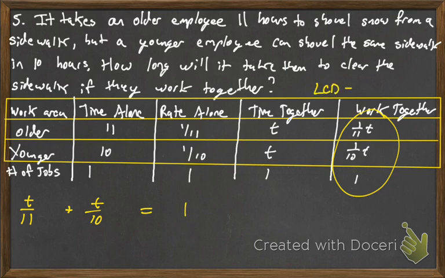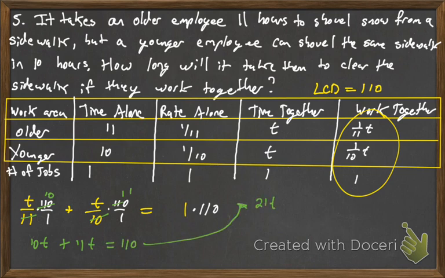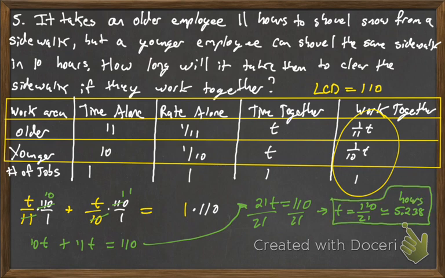The least common denominator here is going to be 110, so we're going to multiply everything by 110, or 110 over 1. 11 goes into 110 10 times, 10t, plus 10 goes into 110 11 times, 11t, equals 110. Combine your like terms, 21t is equal to 110, and divide both sides by 21. So your time is equal to 110 over 21, or approximately 5.238 hours. And I think I'm probably being specific like this because the problem I pulled off the homework system wanted 3 decimal places. Okay? So very similar.